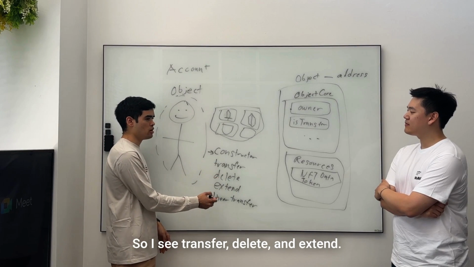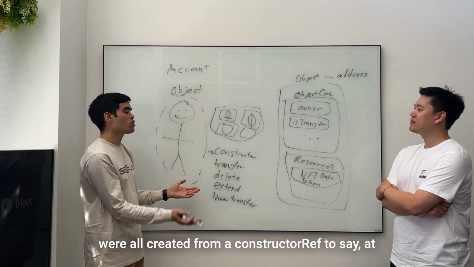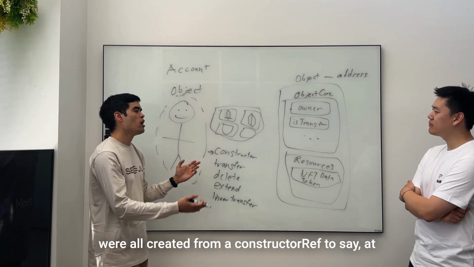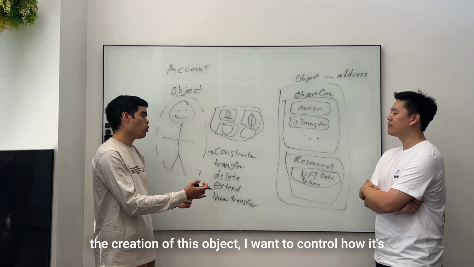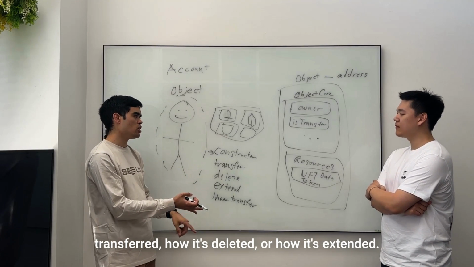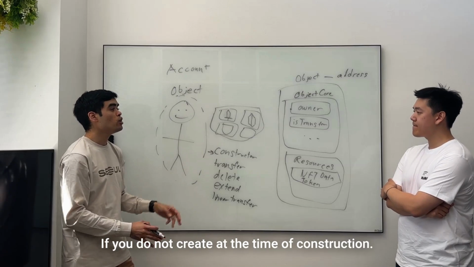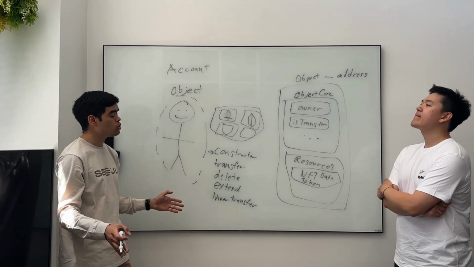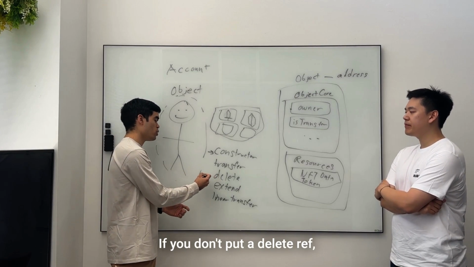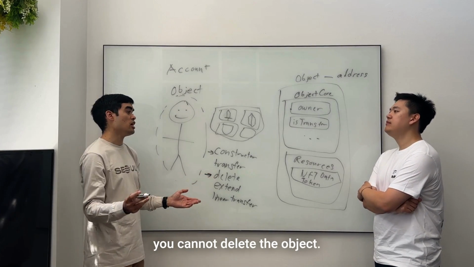Transfer, delete, and extend are all created from a constructor ref to say, at the creation of this object, I want to control how it's transferred, how it's deleted, or how it's extended. If you do not create it at the time of construction, you cannot modify that later. So keep that in mind. If you don't put a delete ref, you cannot delete the object.